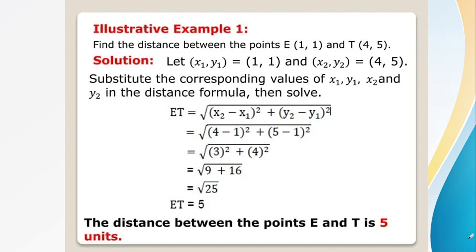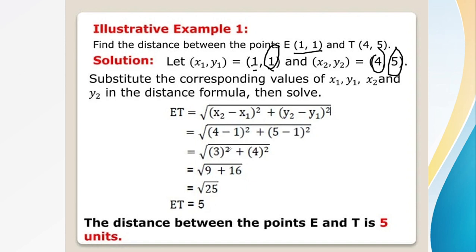So we'll have an example here. Find the distance between the points E and T. So natay coordinates na 1, 1, 4, and 5. So this is our x sub 1, kini siya y sub 1, kini x sub 2, kini y sub 2. Substitute the corresponding values of x sub 1, y sub 1, x sub 2, and y sub 2 in the distance formula. Then solve. So we have here ET is equal to, ato x sub 2 is 4, minus ang ato x sub 1 is 1 squared plus our y sub 2 is 5 minus our y sub 1 is 1 squared.